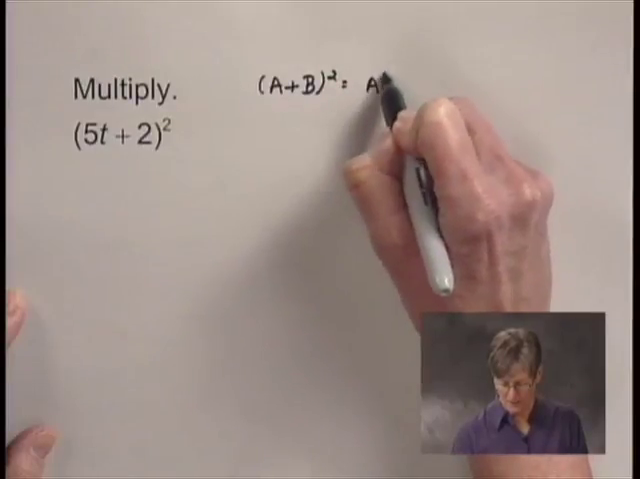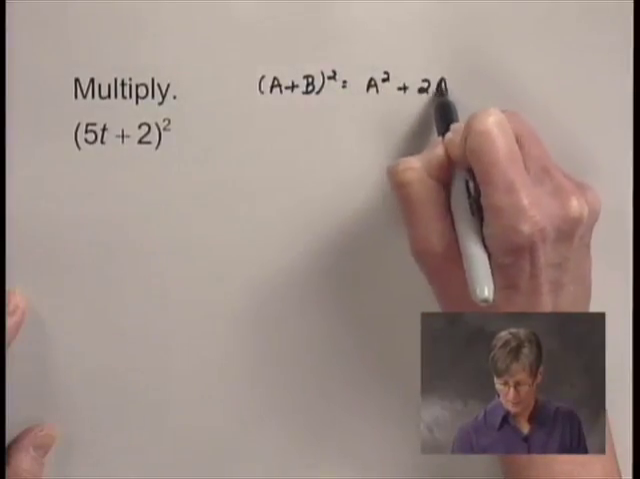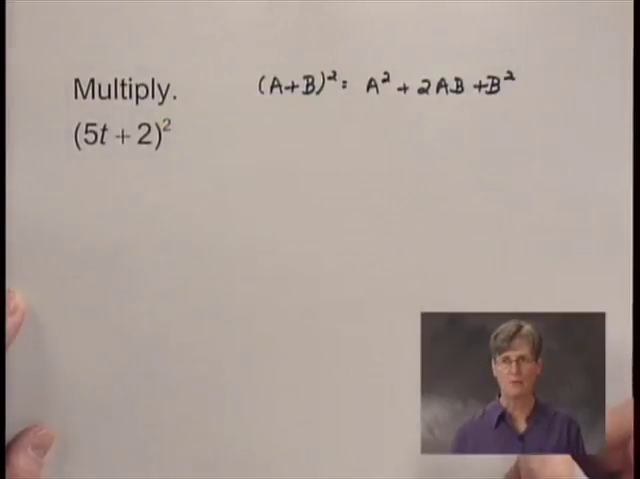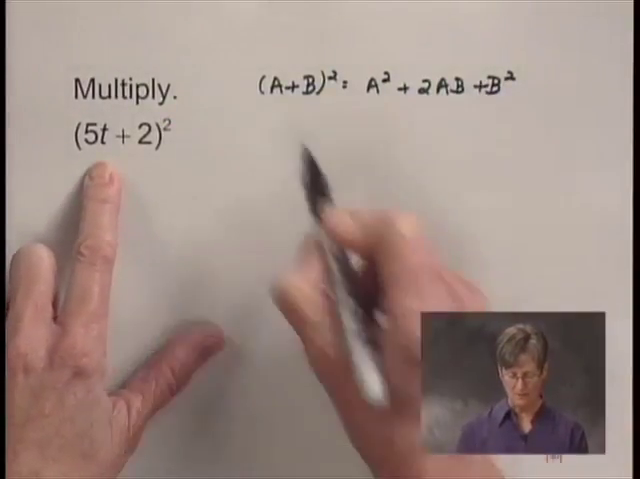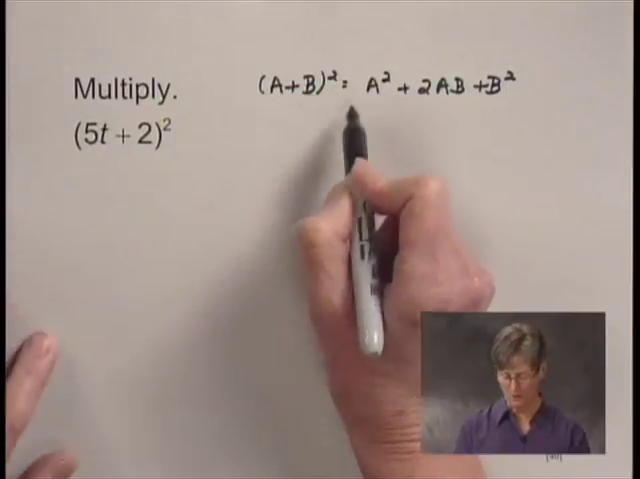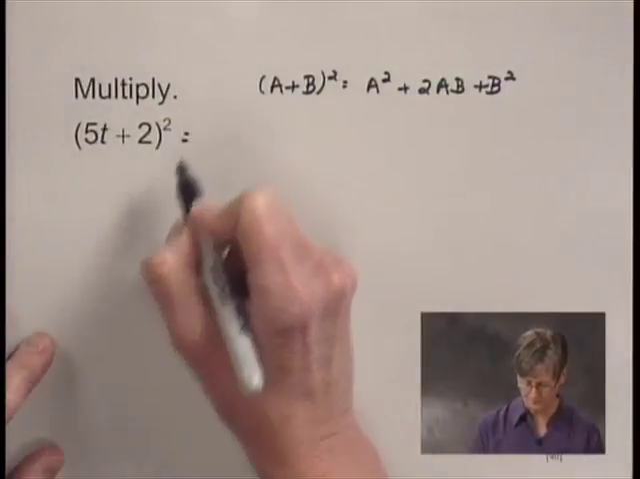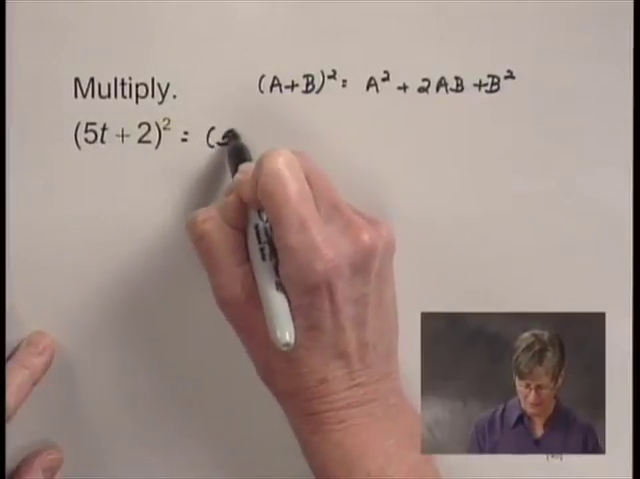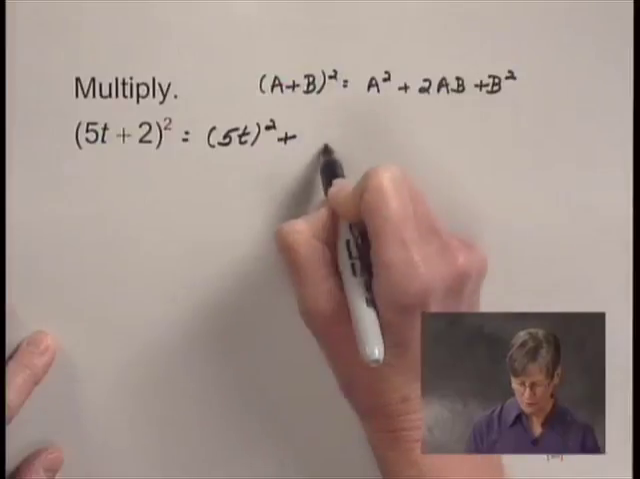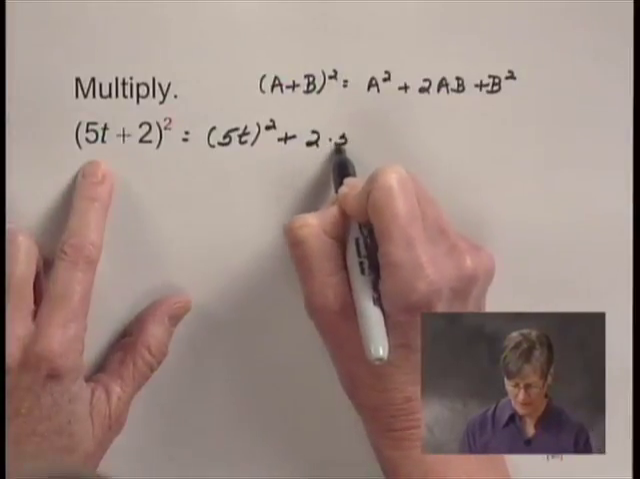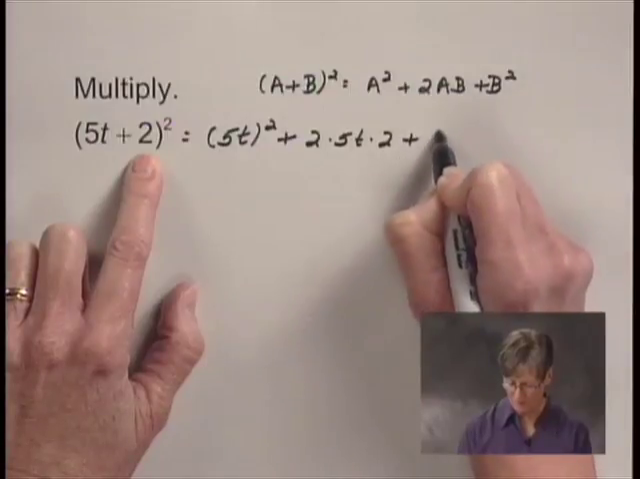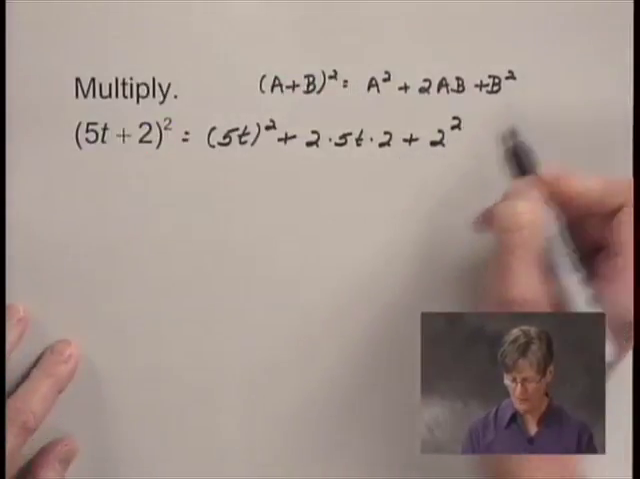is equal to a squared plus 2ab plus b squared. Now in this binomial, a is 5t and b is 2. So I'll just apply this rule. I have a squared, or 5t squared, plus 2 times a, which is 5t, times b, which is 2. And then finally I have b squared, or 2 squared.